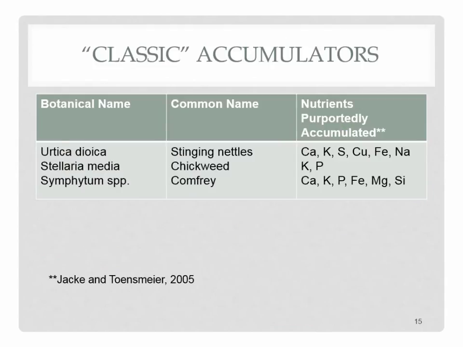Some of the classic accumulators. What I try to do is look at Jacke's work, one of the more popular books in the United States on forest gardening and multi-strata home gardening, and some of the classic accumulators, the ones that were found in the Thompson field study in England. There were a few. I pulled out a couple of them: stinging nettles, chickweed, and comfrey. Actually, the comfrey was not found in that study, but the first two. So here are the nutrients that Jacke and Toensmeier say these plants take up, supposedly. Then we look at what data I could find from the Thompson field study in England.